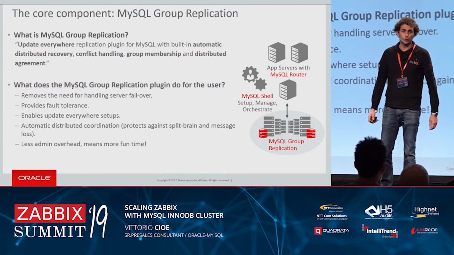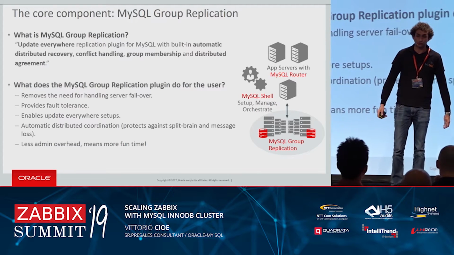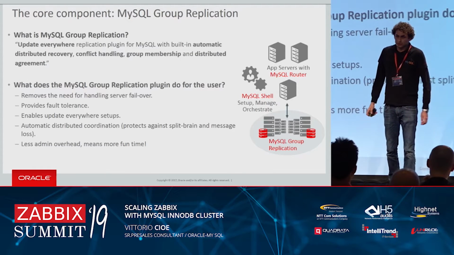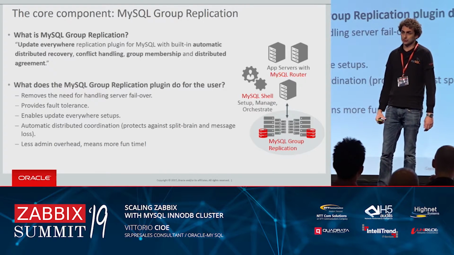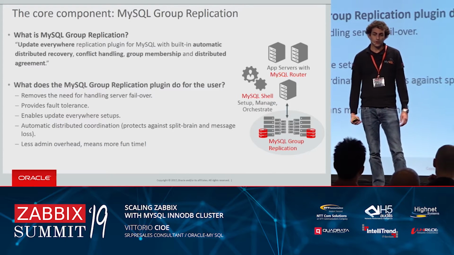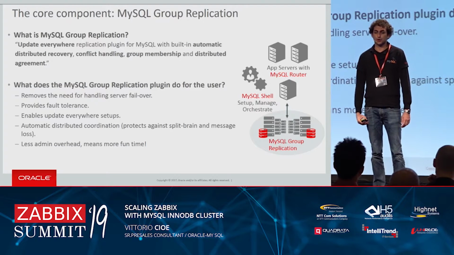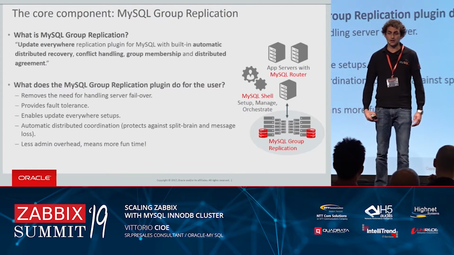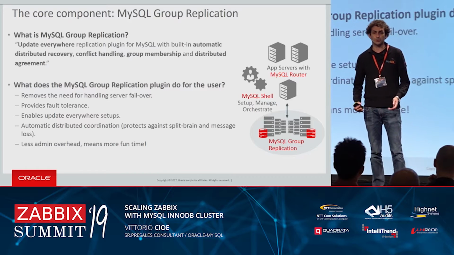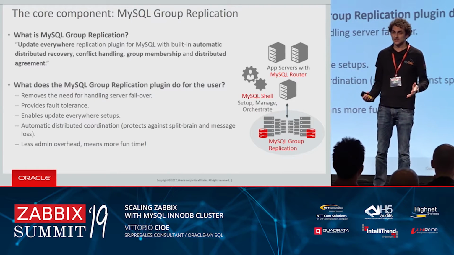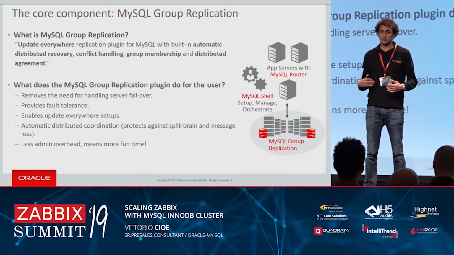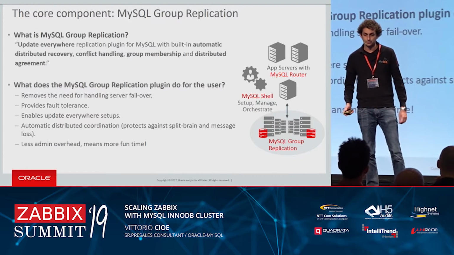And we come to the core component, the group replication. So what is group replication? It is a semi-synchronous replication topology with built-in distributed recovery, conflict handling, and distributed agreement, as you can see on the slide, which in the basics means automatic failover.